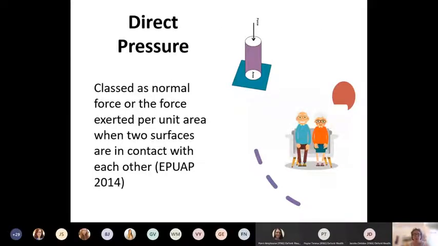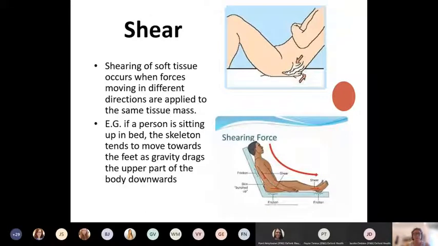So there are three forces generally that come into play in the development of pressure damage. So direct pressure, so this is the normal force exerted when two surfaces are in contact with each other. So I don't know what you're doing now, I'm sitting in a chair and the weight of my body in contact with the surface underneath me, I can feel on my ischial tuberosities the weight of my body pressing down, and that is the direct pressure that's being exerted on those tissues in between the bone and the surface of the chair. Then we have shearing forces.